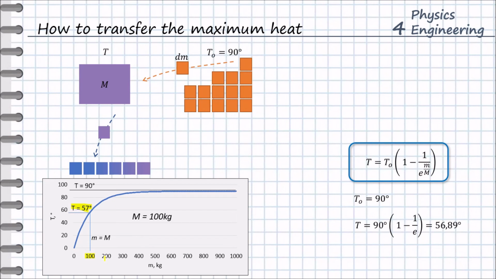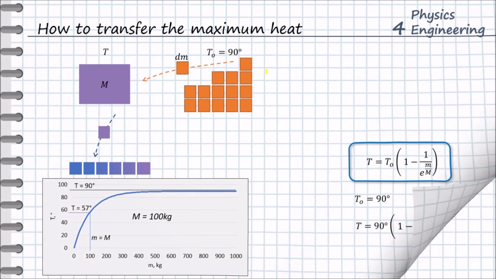If we now increase the mass of the hot body, then we can achieve higher and higher temperature of the cold body, obviously. And with the mass of the hot body approximately 5 times higher than the cold body, we can heat the cold body almost to the initial temperature of the hot body.